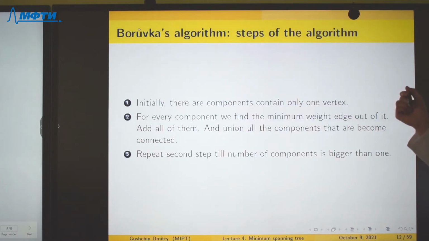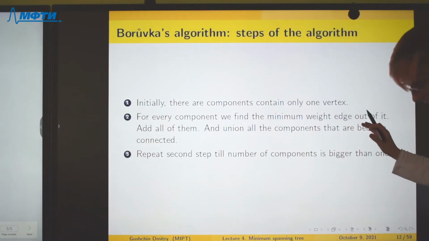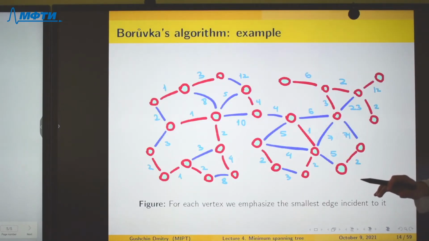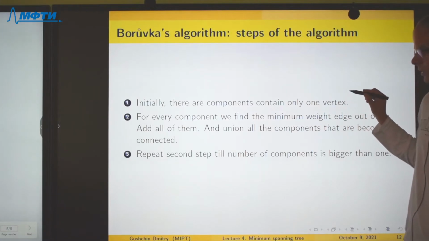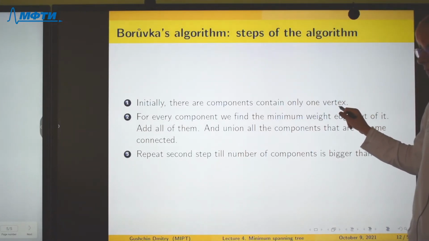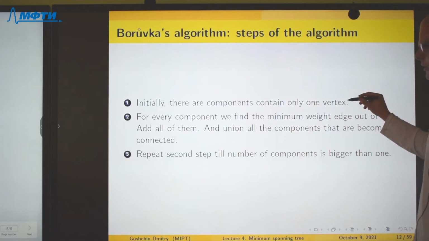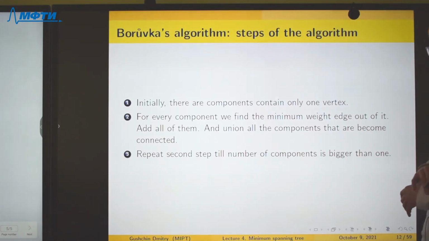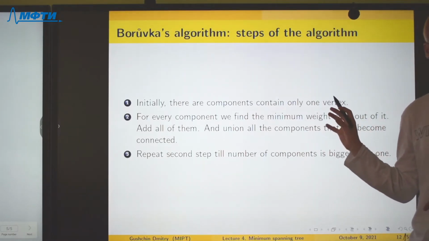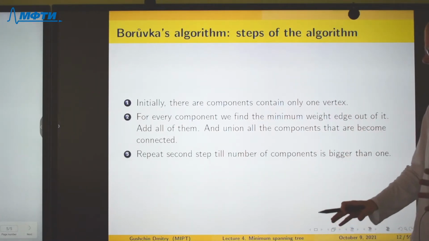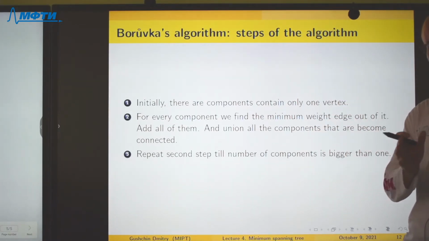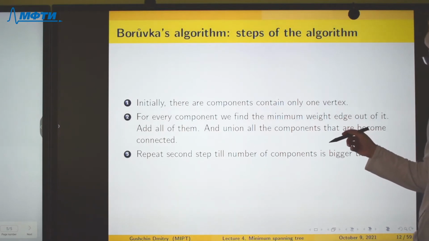So the algorithm has three steps. Firstly, we say that each vertex will be in its own component. So if we have n vertices, then we have n components.